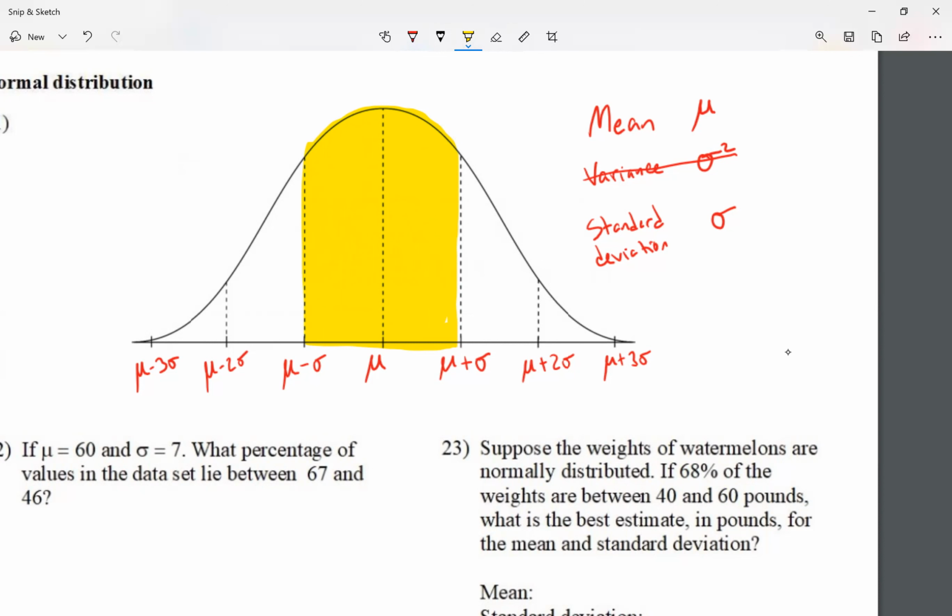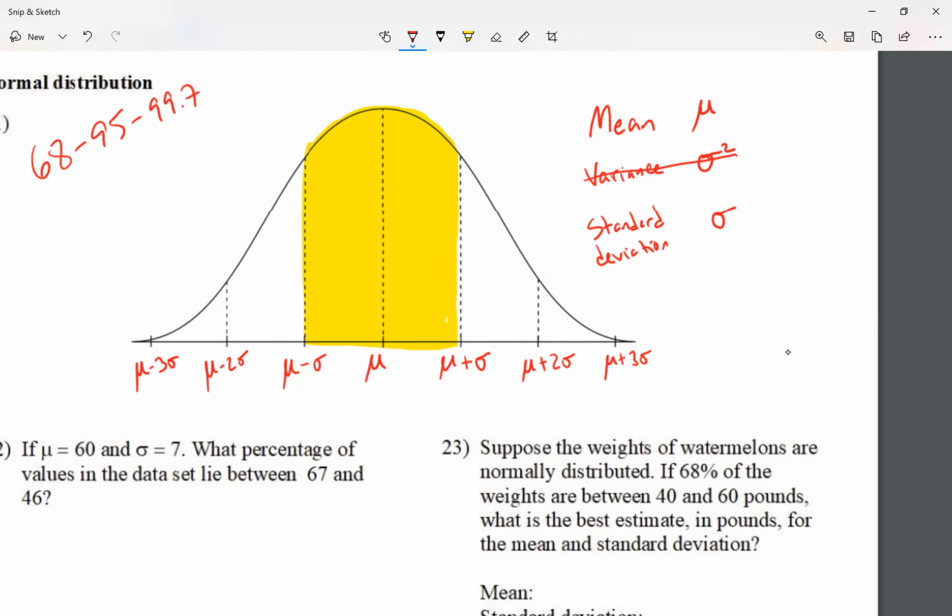I combine those two sections, and I'm going to use a rule that we call the 68, 95, and 99.7 rule. Now, what do I mean with that? That yellow section that you guys see, the one that I highlighted yellow, 68% of our study is there. 68% of our people are there.